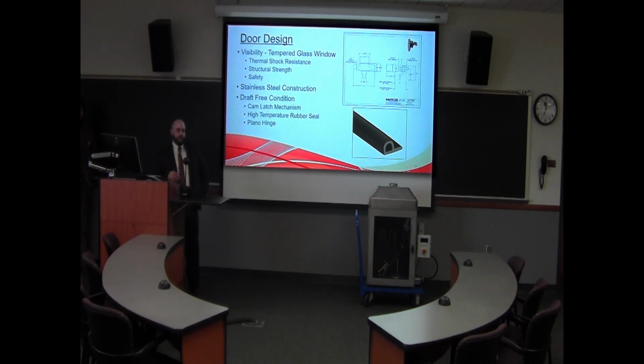The door also involved a stainless steel construction pairing the cabinet body, with anti-corrosive properties, structural stability, and aesthetically similar. It has a stainless steel frame, stainless steel piano hinge, and most of the fasteners are stainless steel as well. Now it also has that draft-free condition that's important to the overall condition of the cabinet. And we achieve that through the piano hinge that eliminates gaps in the hinge, as well as through a combination of a cam latch and a high temperature rubber seal system. The cam latch draws the door in closer as it closes, and the rubber seal is compressed to eliminate airflow between the door and the cabinet body.